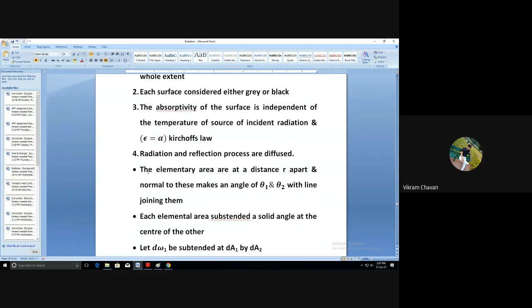Next point, the elementary area are at a distance small r apart, and normal to these makes an angle of theta 1 and theta 2 with line joining them.